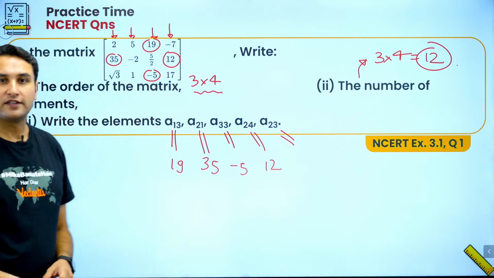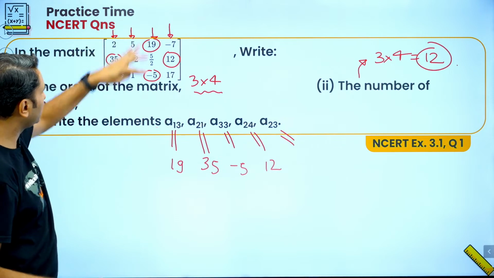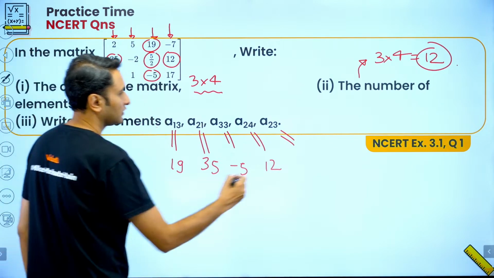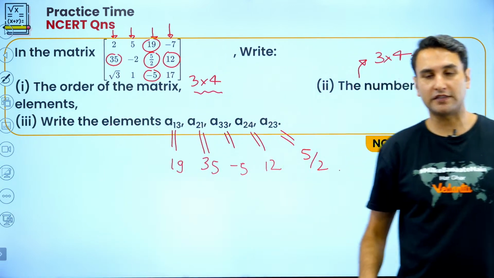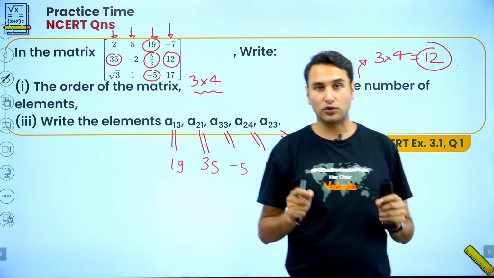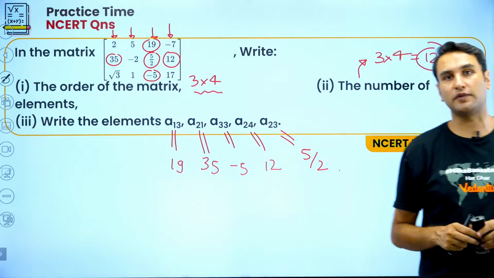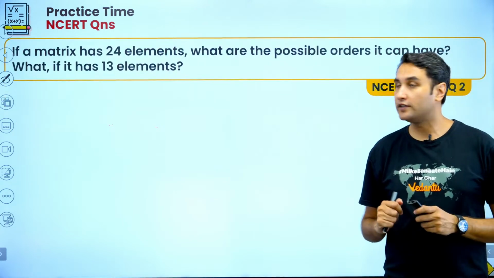A23, second row, third column. Second row, 1, 2, 3, third column, 5 by 2. Is this clear? Don't make mistakes in this, bachcho. This is very basic, but trust me, that's why I'm going slow, because I know this is where you guys make mistakes. That's why. Alright, chalo, let's move ahead.